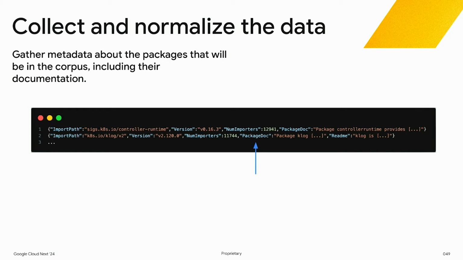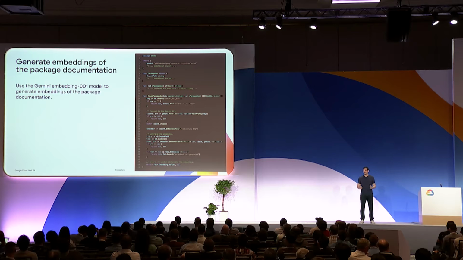Now, for simplicity, instead of giving the embedding model all the data of a package, we're just using the package doc field, which is that chunk of data at the start of most Go packages. But you could imagine how we could potentially get better results by providing other stuff, like readmes and function signatures for each package. With all that data in place and available to read from our JSON file, now it's time to feed the package docs into Gemini's embedding model.